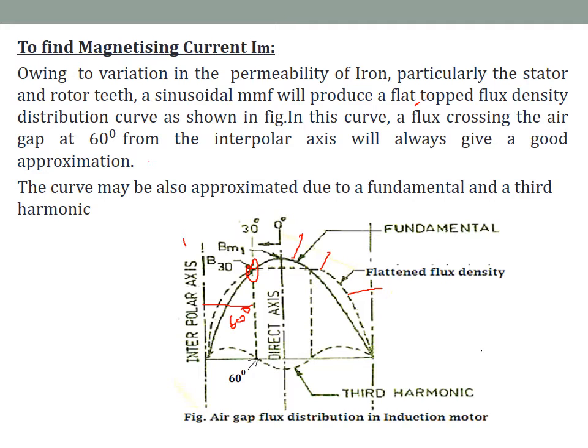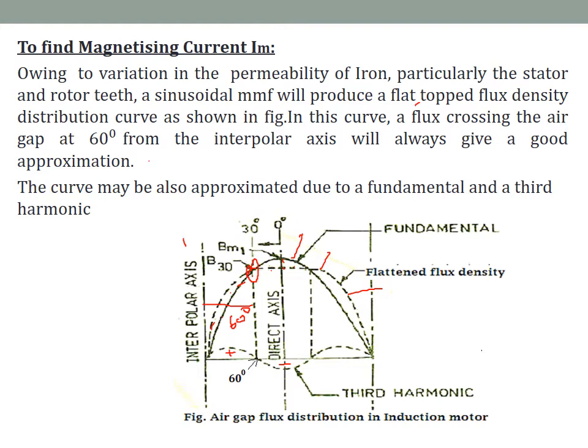Okay, this curve may also be approximated by a fundamental and a third harmonic. So this is the fundamental and this is the third harmonic. If I add these two, the resultant will be this. Here this is plus and this is also plus, so the magnitude increases. But here the third harmonic will become negative, so the curve will become flattened.